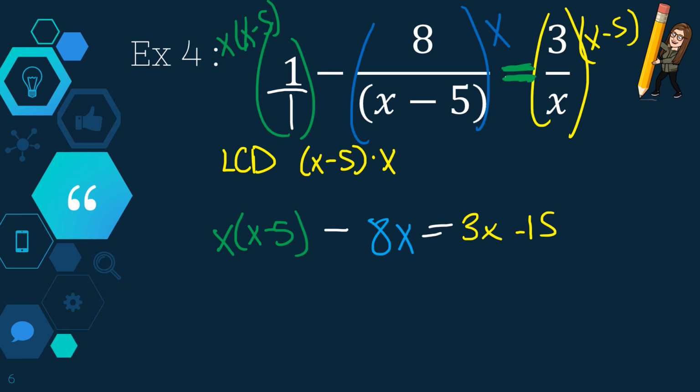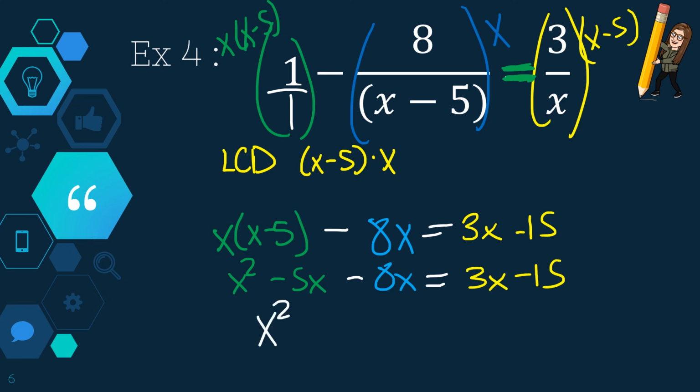Let's see. X squared minus 5x. I've got a minus 8x. I'm going to move everything over to the left side, right? We want to keep that leading coefficient positive. So I'm going to have an x squared. Let's see, negative 13x minus 3 more will be negative 16x. Add the 15 over. Again, show more work if needed.